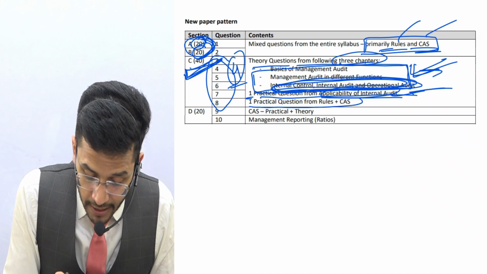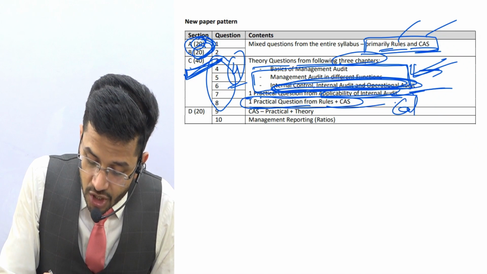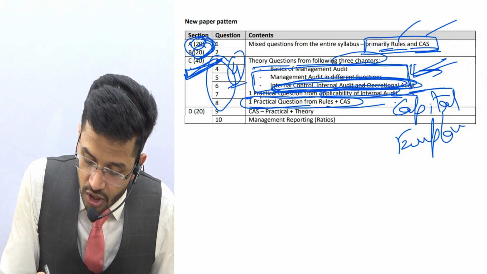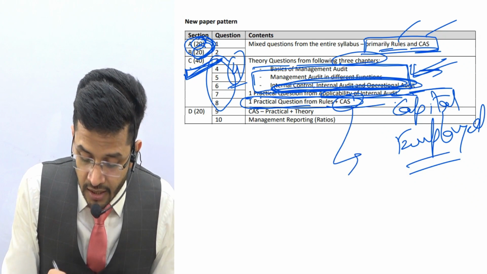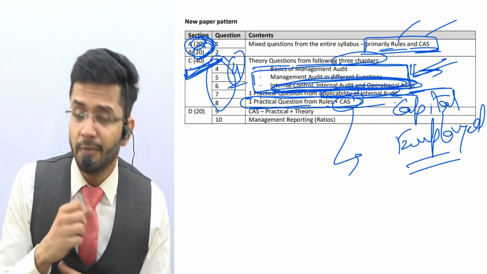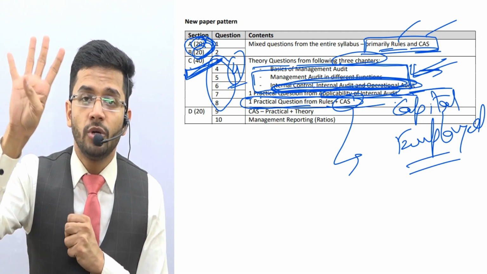And secondly, there was 1 practical question from rules plus CAS. Okay, in rules, computation of capital employed was asked, and its percentage was asked with respect to PBT. And in cost accounting standards also, a certain mix of practical and theory questions was asked from this particular section. And undoubtedly, guys, out of 6 questions, you have to attempt only 4 questions.